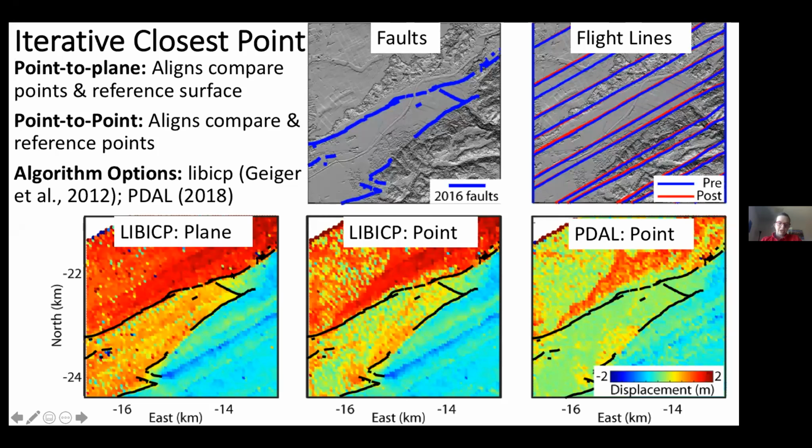So here we compare 3 different algorithms: LibICP point to plane, LibICP point to point, and the PDAL point to point algorithm. And our preferred algorithm that we implement in OpenTopography is this point to plane algorithm. And that's because we see that these sharp changes in displacement are largely localized to these black lines, which represent the faults that ruptured during the earthquake.